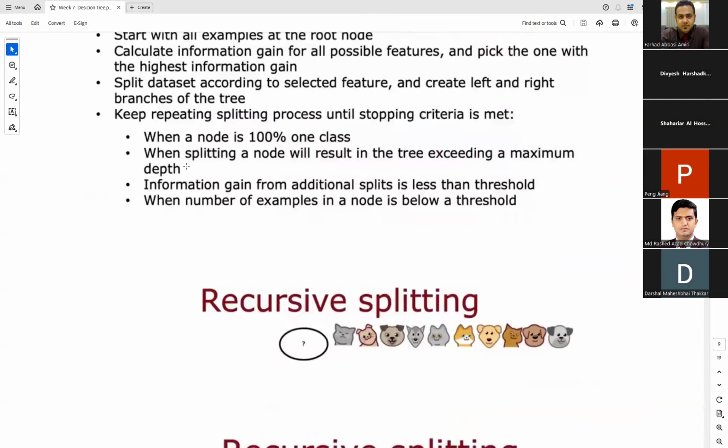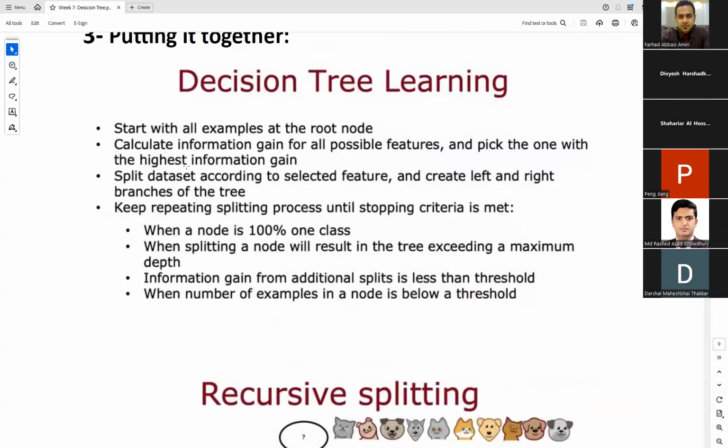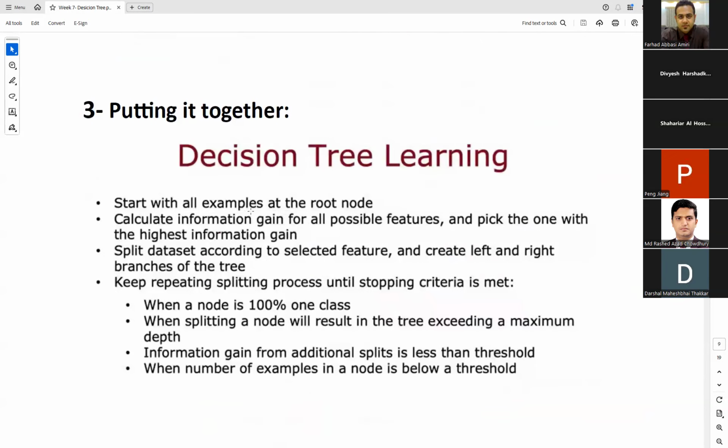So putting it together, we start with all examples at the root node, calculate information gain for all possible features, and pick the one with the highest information gain. This is what I just said. Split the data set according to the selected feature and create left and right branches of the tree.